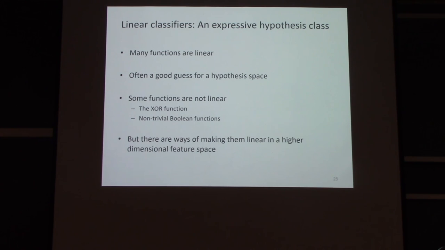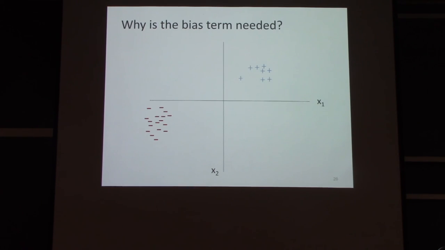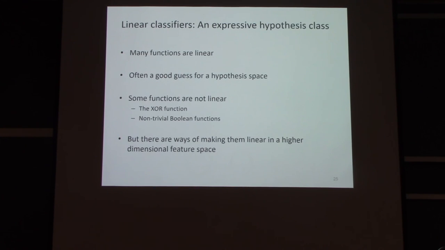But even these functions can be made linear by taking them to a higher dimensional space. That's a trick that we will use. I'll start with this in the next class, but this is the reason it's good to study linear algorithms for linear classifiers and understand the geometry. Even if functions are not linear, they can be made linear, and many functions are linear. So by focusing on this class of functions, we can analyze it in depth and come up with many learning algorithms.